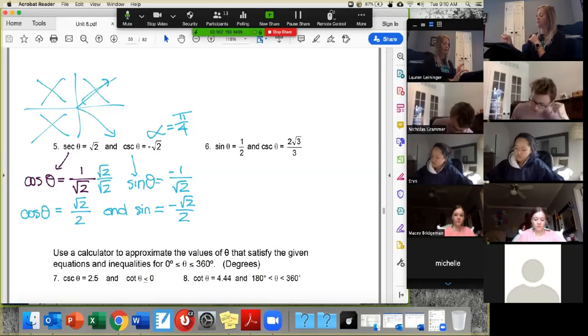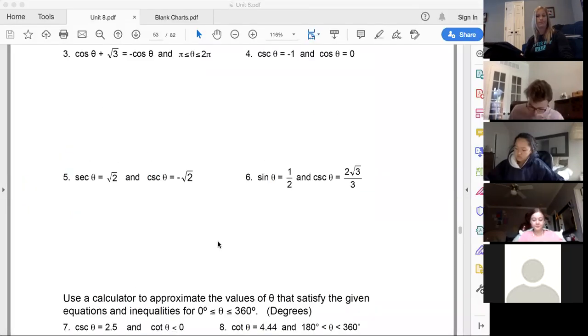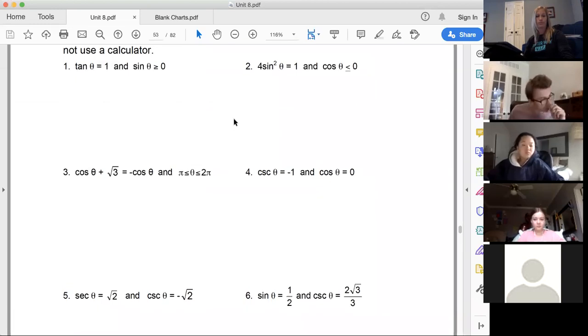Anyone remember what the pi over 4 reference angle is in quadrant 4? 315 or 7 pi over 4. 7 pi over 4. Good. Or 315 in degrees. Okay. Any other homework questions? Or we feel decent about this right now?